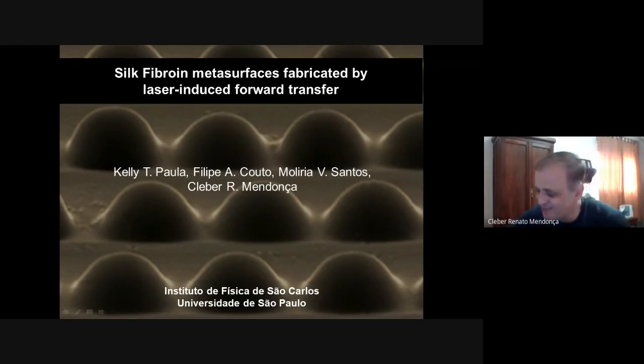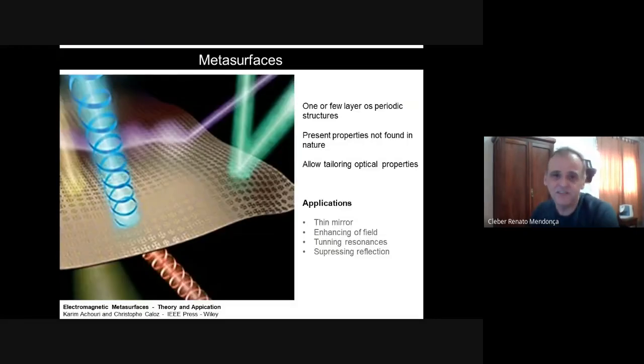So, good afternoon, everyone. My name is Cleber Mendonca, and today I will present some results on the fabrication of metasurfaces using laser-induced forward transfer on silk fibroin. So the idea of metasurfaces is actually to create a surface which is composed of a planar metamaterial in which we can tailor the optical properties of such material by changing the geometry and the index of refraction of the materials.